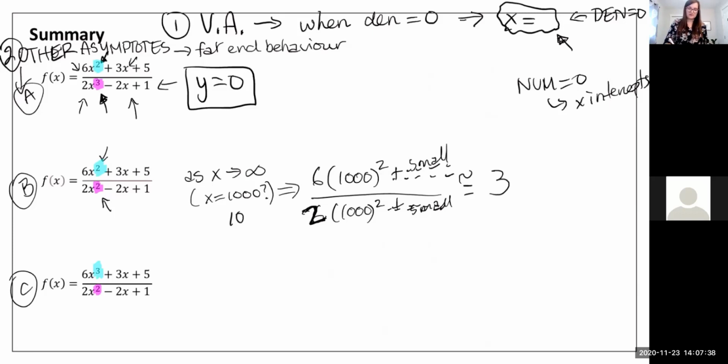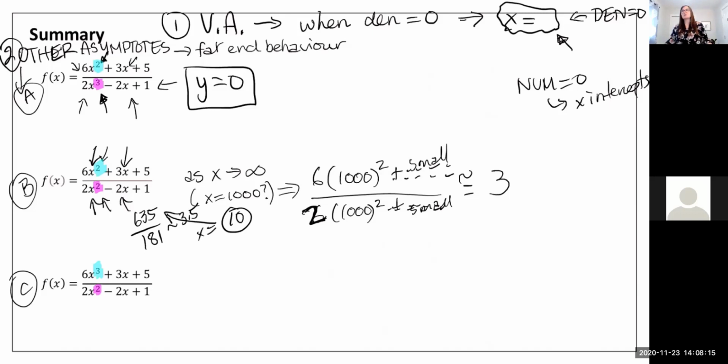So let's say we put in 10. Plug a 10 in for all of this stuff. 6 times 10 squared, so 600 plus 30 plus 5 is 635, if I'm putting x equals 10 in. And 200 minus 20 plus 1. Hopefully everyone sees what I'm doing. I'm just plugging in a 10 and seeing what that's going to give me. 635 divided by 181 is about 3.5.